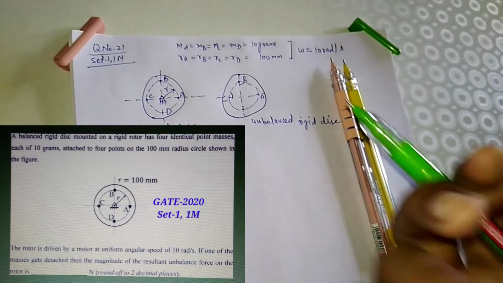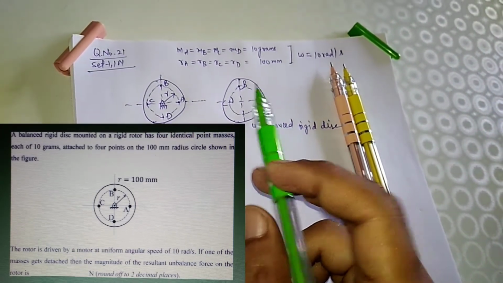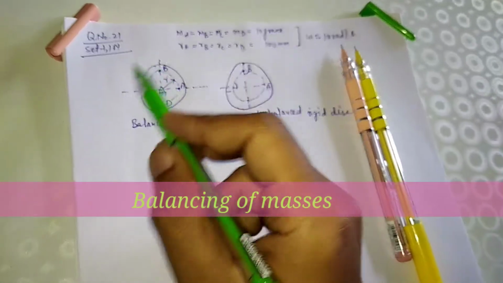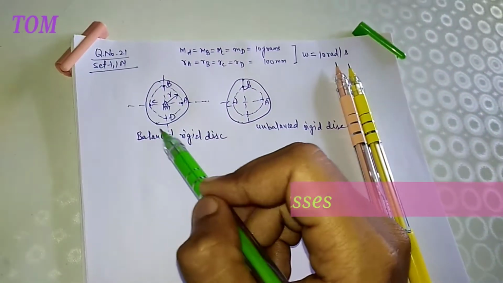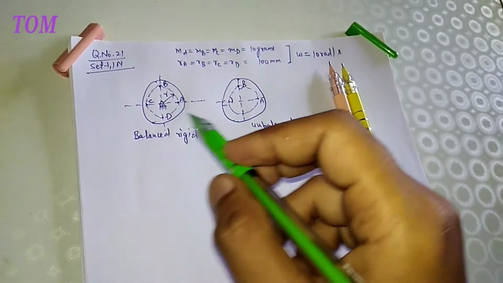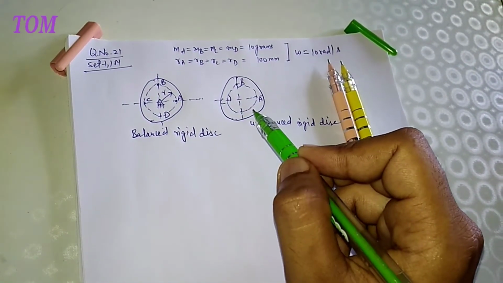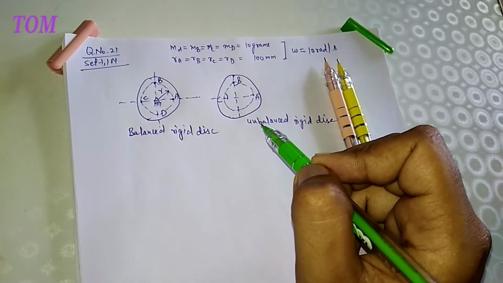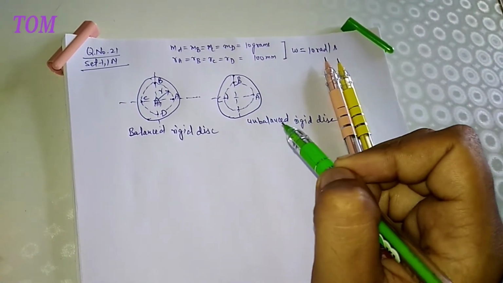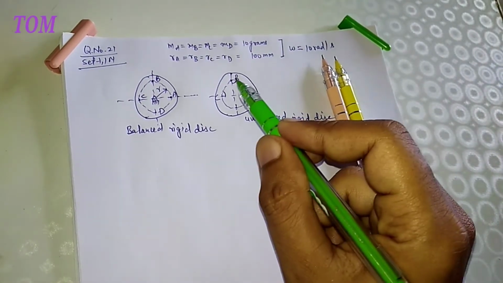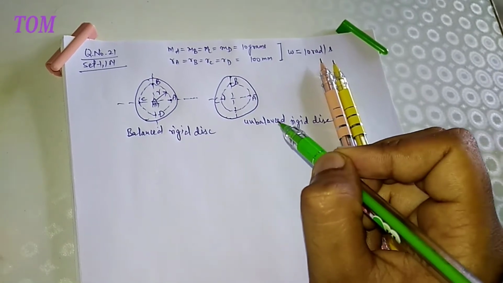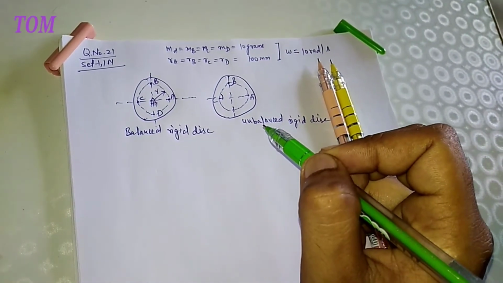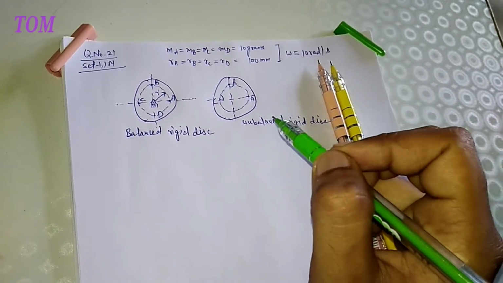So we have to find the magnitude of the resultant unbalanced force. This is the balanced rigid disc when four masses are mounted on the disc. But when one of the masses gets detached, then this disc will be unbalanced. In this condition, the force applied on the disc will be an unbalanced force. So in the question we have to find the resultant unbalanced force.